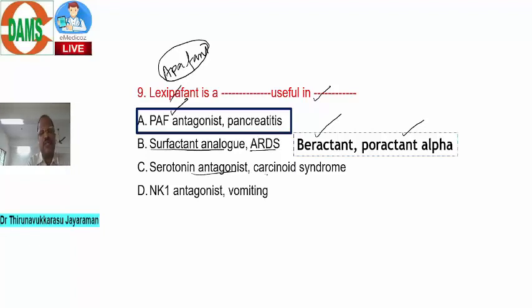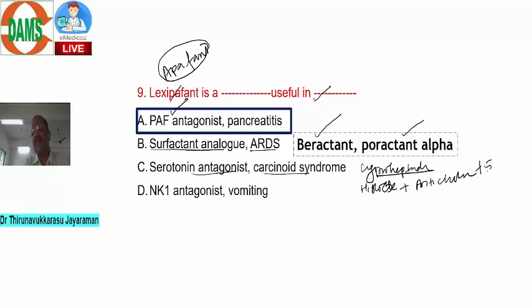Serotonin antagonist useful for carcinoid. For example, we have cyproheptadine. Cyproheptadine is primarily an H1 blocker, antihistamine, but also has anticholinergic action plus 5-HT2 blocking action, that is serotonergic blocking action. This can be useful for carcinoid syndrome.